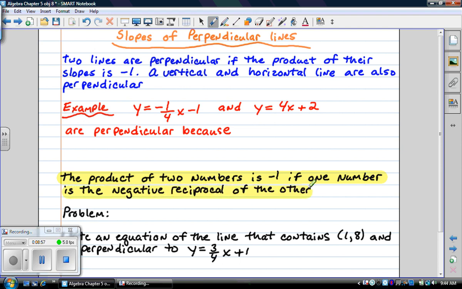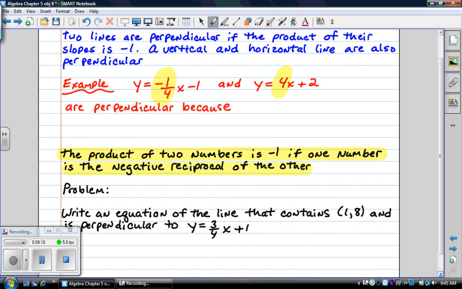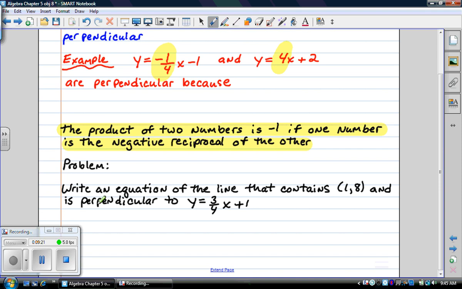In order for lines to be perpendicular, their slopes, here a slope of negative 1/4 and a slope of positive 4, have to be negative reciprocals. If I take negative 1/4 and multiply by positive 4, I'm going to get a product of negative 1. The slopes are negative reciprocals. So if I continue, our first example: write an equation of a line that contains the point (1, 8) and is perpendicular to this line here.